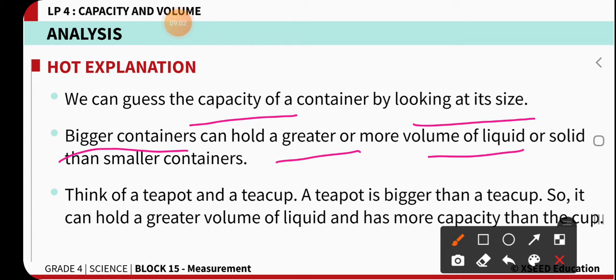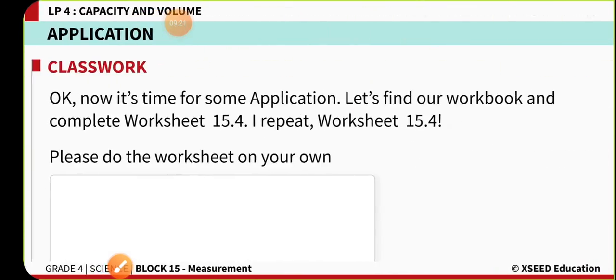If you think of a teapot or a teacup which is mentioned in your textbook, the teapot has more capacity because it can hold one or two teacups in it. So whatever can hold much more volume and is bigger in size can have the greater capacity.